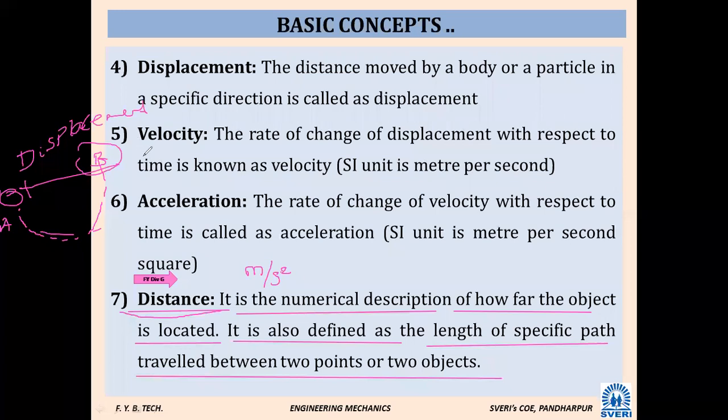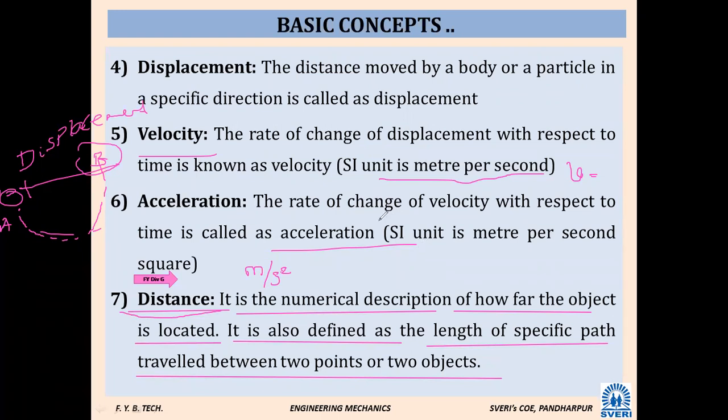When you express velocity, velocity is the rate of change of displacement with respect to time. This is important. The SI unit will be meter per second. Next, what about the acceleration? It is also the rate of change of velocity. The rate of change of velocity with respect to time is called as acceleration. The SI unit of acceleration is meter per second square. Is it clear? Yes, sir.